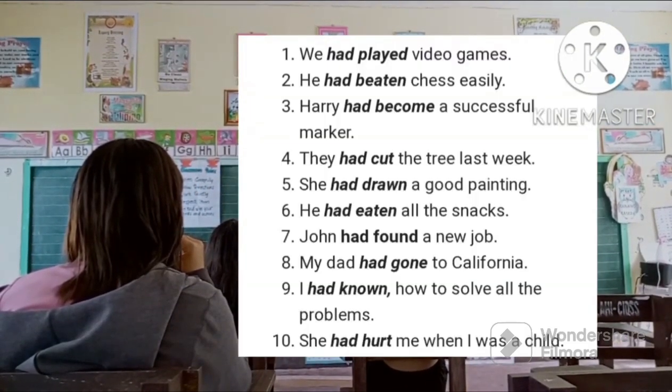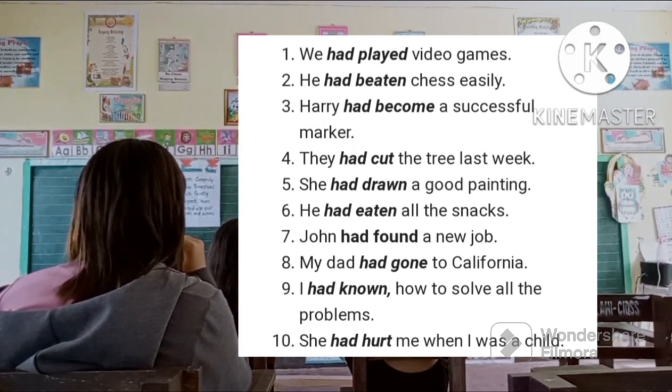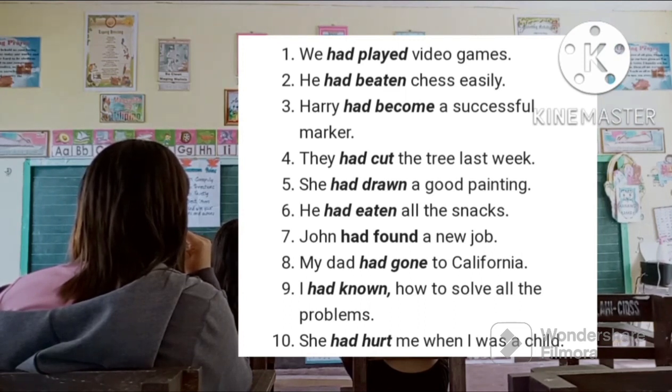Number 1, we had played video games. Number 2, he had beaten chess easily. Number 3, Harry had become a successful marker. Number 4, they had cut the tree last week. Number 5, she had drawn a good painting. Number 6, he had eaten all the snacks. Number 7, John had found a new job. 8, my dad had gone to California. 9, I had known how to solve all the problems. Number 10, she had hurt me when I was a child.